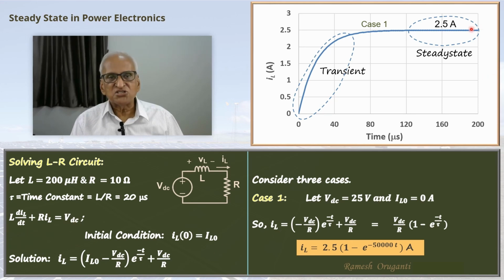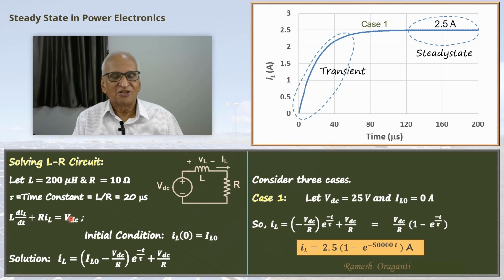Under steady state conditions, the inductor current is constant. So di/dt is 0. So L di/dt, which is the inductor voltage, will also be 0. We are aware of that. So because that is 0, this term goes off. So only R IL remains. R IL equals VDC. So IL steady state is VDC by R, which is 25 volts divided by 10 ohms, which is 2.5 amperes. So we can directly get the steady state by assuming all the voltages across the inductors are 0, or that the inductor is a short.